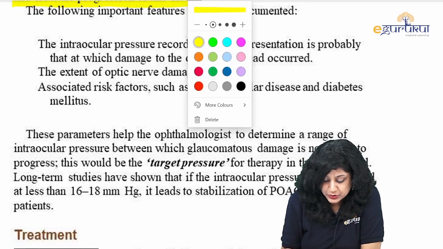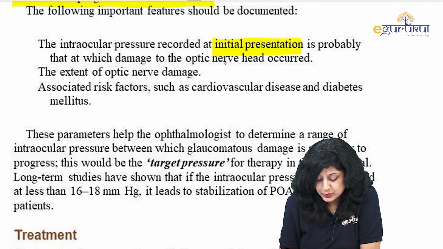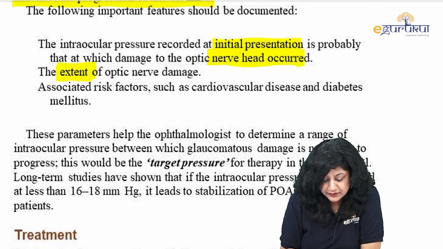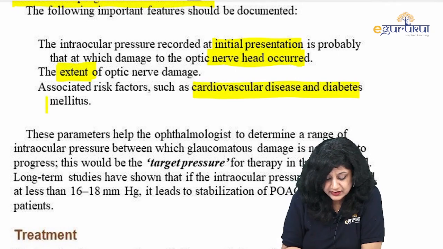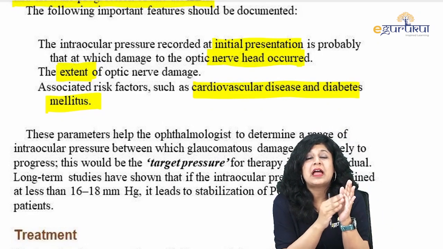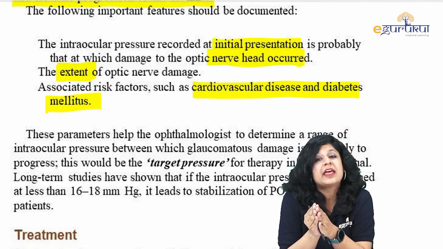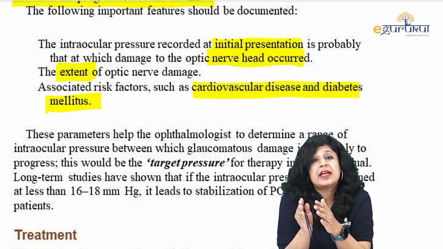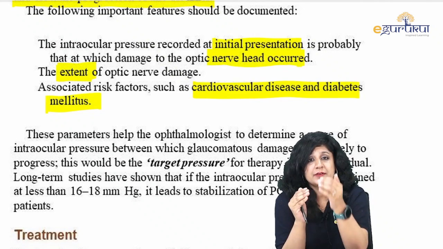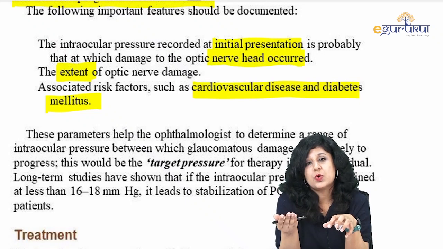The following important features should be documented. The intraocular pressure should be recorded at the initial presentation, as it is probably the pressure at which the damage of the optic nerve had started. Then the extent of the optic nerve damage and any associated risk factors. So you will have to keep a note of the IOP at which the changes have started, because we have to decide the target therapy, what should be our goal, to decrease the IOP so that below it further changes do not take place.